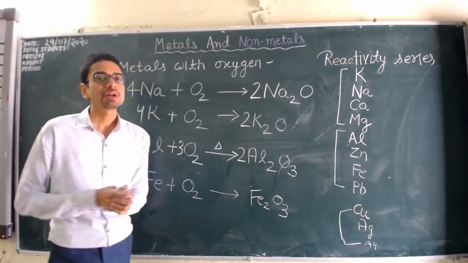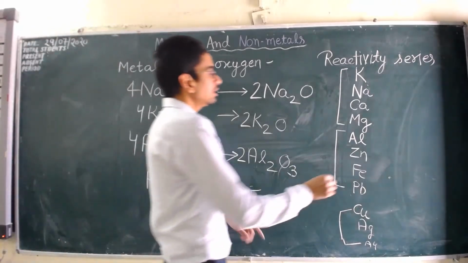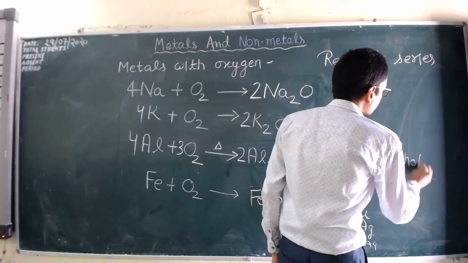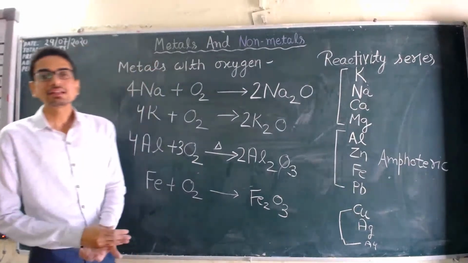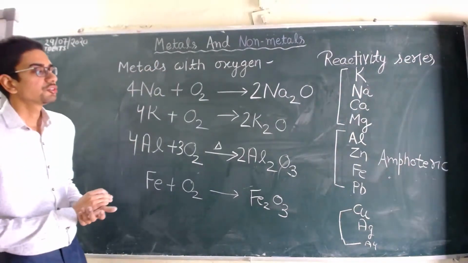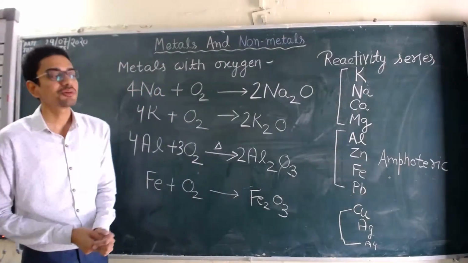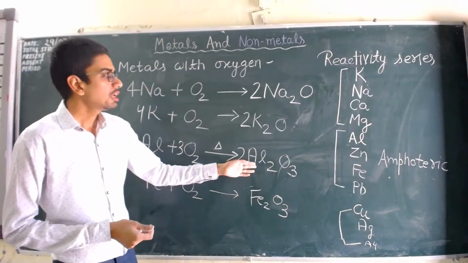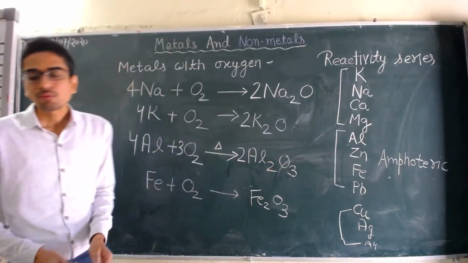Such oxides are known as amphoteric oxides. Amphoteric oxides. So these metals will form amphoteric oxides. Amphoteric means properties of acids as well as bases. So metals which are present in the middle of the reactivity series form amphoteric oxides because they have properties of acids as well as bases. So aluminum oxide is an amphoteric oxide, iron oxide is an amphoteric oxide.